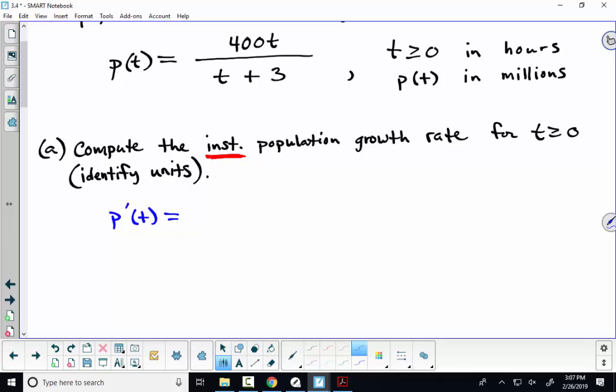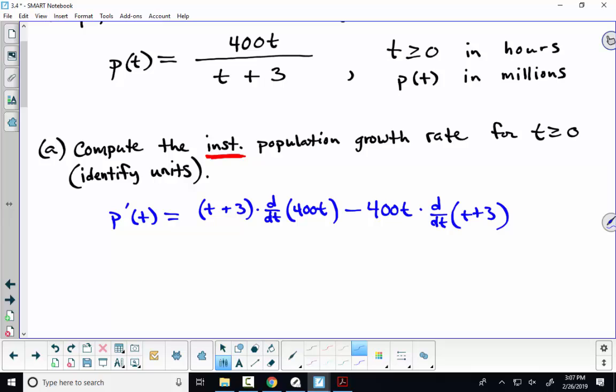Okay, so it's a quotient. So we take the quotient rule, where we have the bottom times the derivative of the top minus the top times the derivative of the bottom, all over the bottom squared.